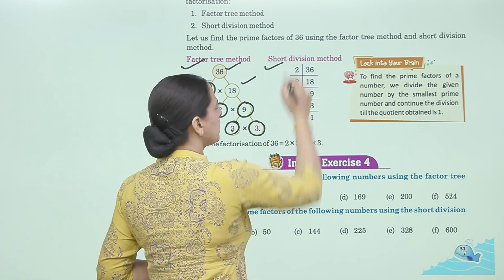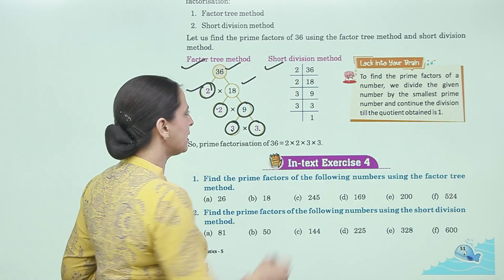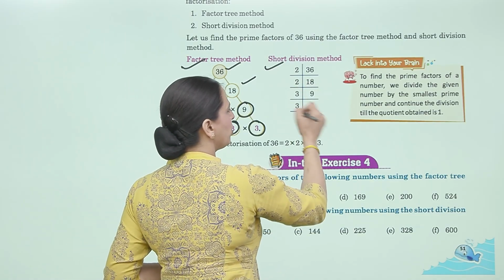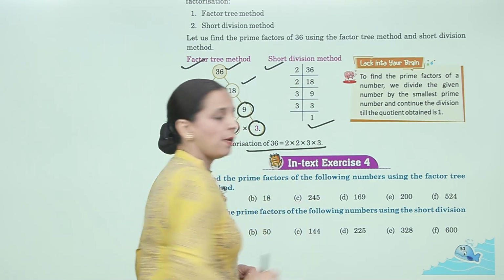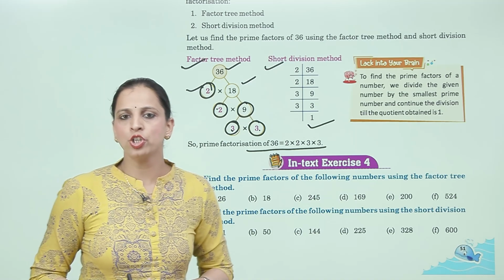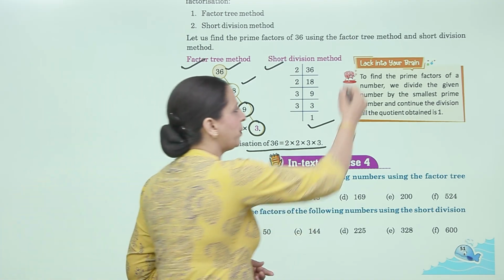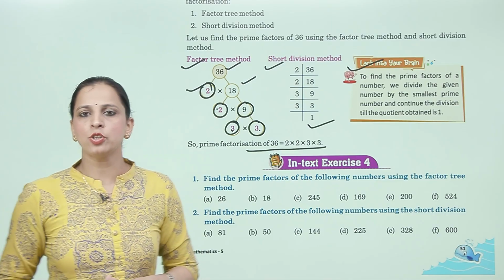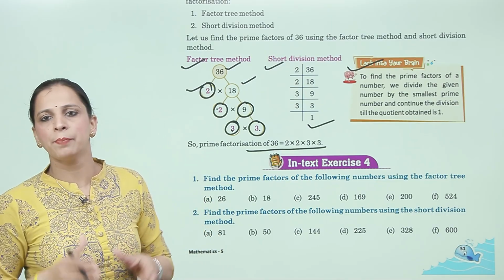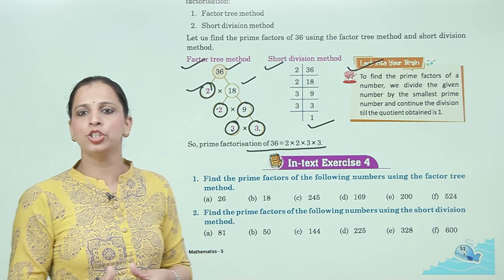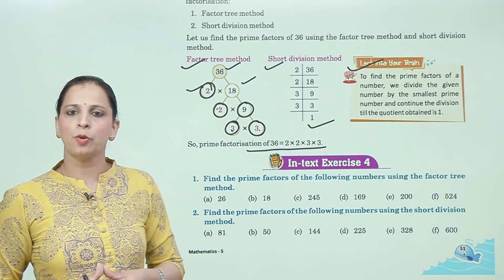Now short division method, 2 1s are 2, 2 8s are 16, 2 9s are 18, 3 3s are 9, 3 1s are 3. So prime factorization of 36 is 2 into 2 into 3 into 3. Now lock into your brain. To find the prime factors of a number, we divide the given number by the smallest prime number and continue the division till the quotient obtained is 1.